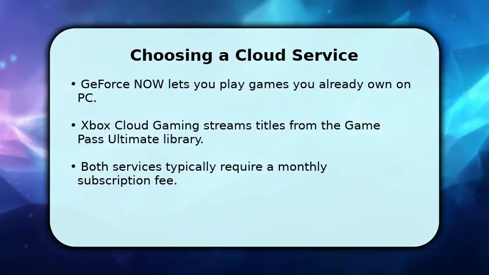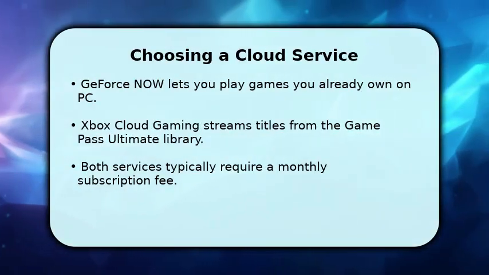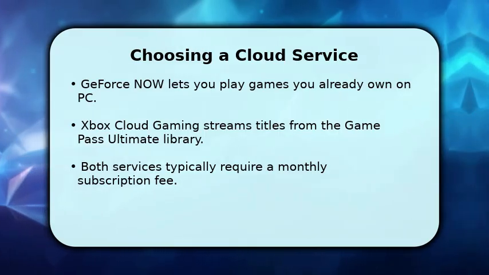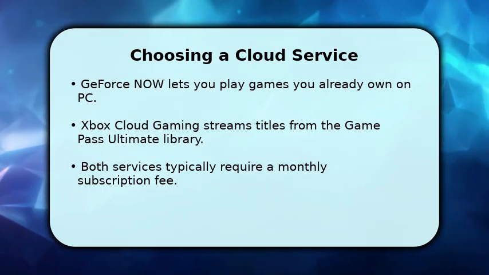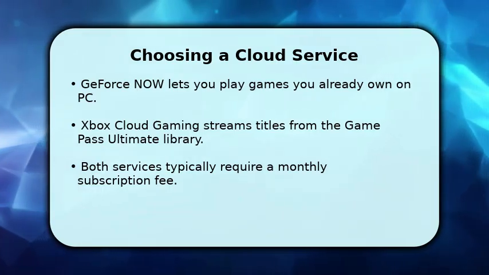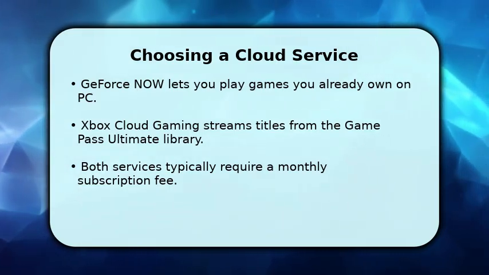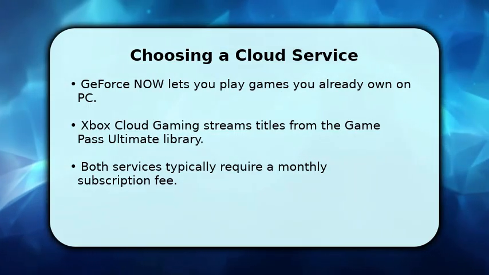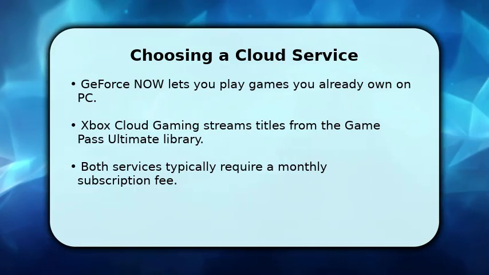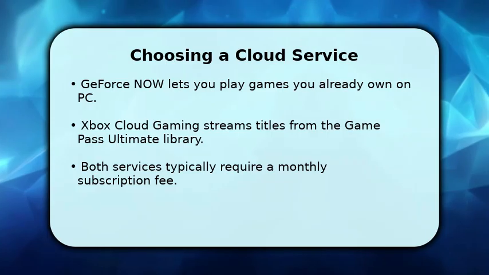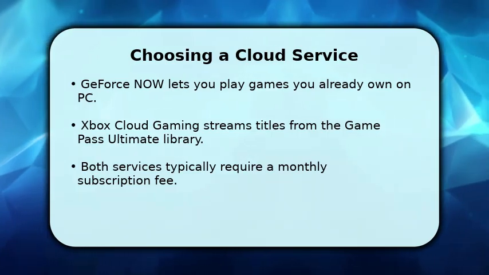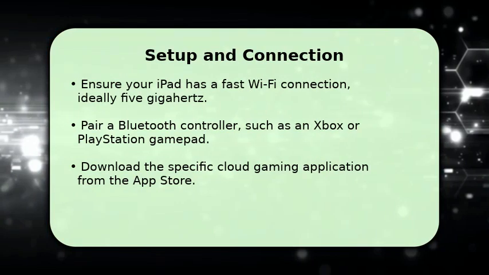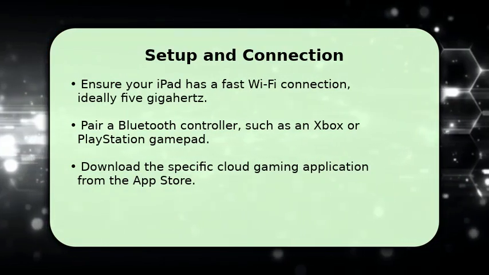To get started, you will need to choose a cloud gaming service. Two popular options are GeForce Now and Xbox Cloud Gaming. GeForce Now allows you to stream games you have purchased on platforms like Steam or Epic Games. Xbox Cloud Gaming, on the other hand, provides access to a large library of games included with an Xbox Game Pass Ultimate subscription. Both services offer different game selections and subscription models, so pick the one that best suits your gaming library and preferences.